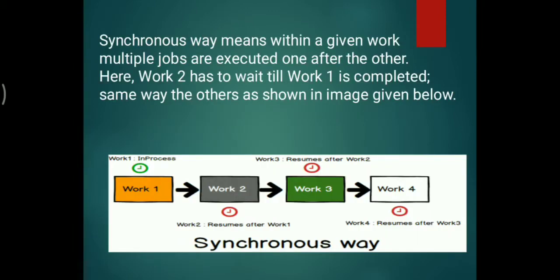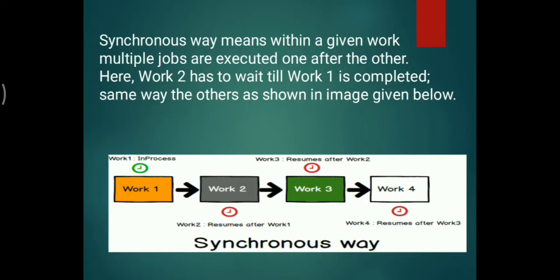This is the synchronous way. What does synchronous mean? Let's see the picture itself. It clearly displays the process. Work 1 is in process until it completes its work. Work 2 waits so that work 1 finishes its work. Then work 2 resumes. So synchronous means multiple jobs are executed one after another. This is very important. Here, work 2 has to wait till work 1 is complete. So one work executed only after another is synchronous.